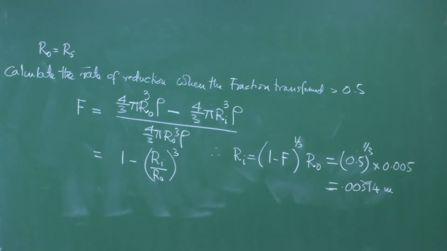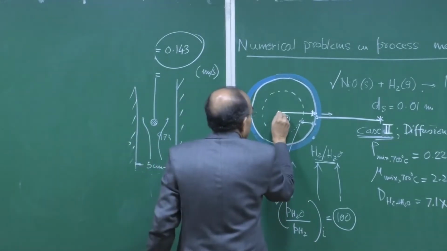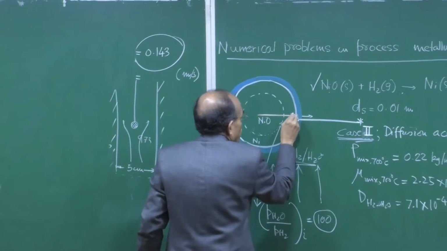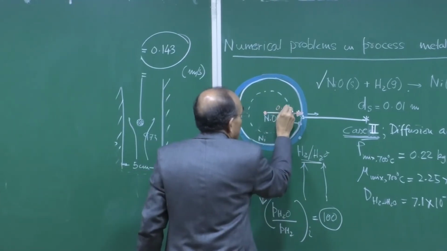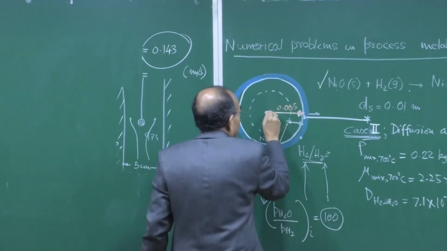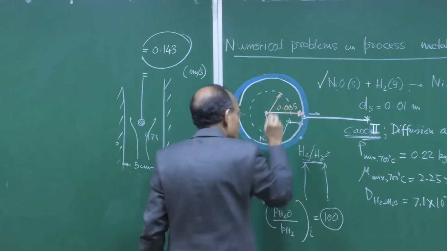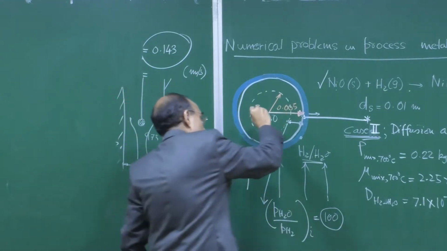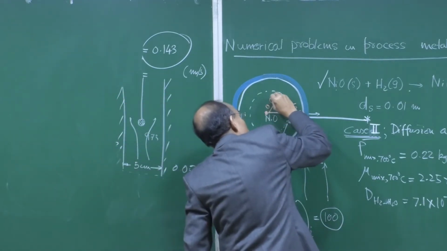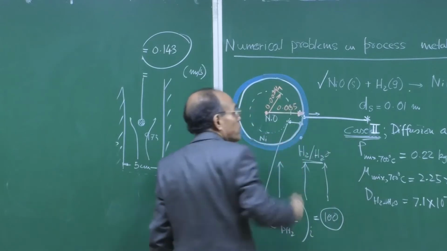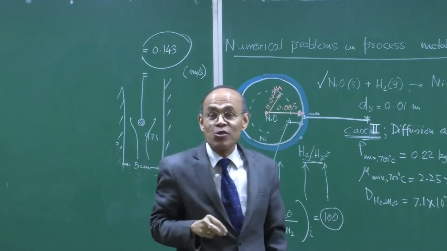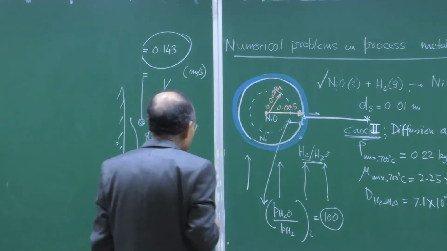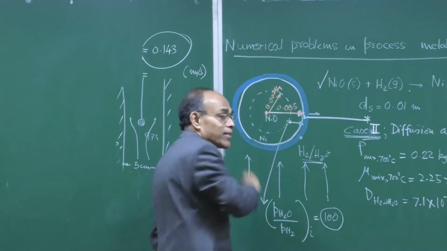So, let me just use a different color chalk, so that you can see. This is the initial radius, which is 0.005, and now I want you to calculate that when the radius has fallen to 0.0394, and this value of radius corresponds to F, the fraction transformed, equal to 0.5. I want you to calculate the rate of reduction.